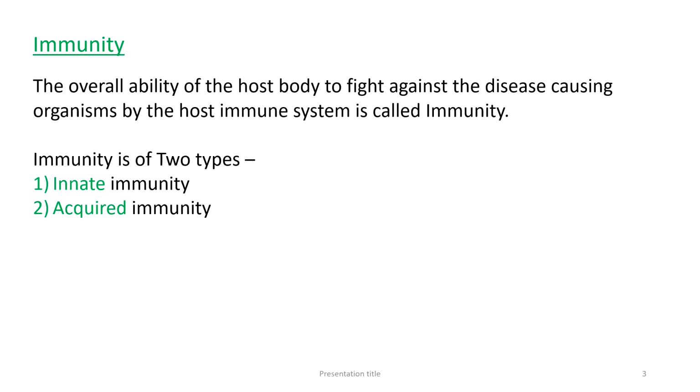We will start our topic with the definition of immunity. As we all know, the overall ability of the host body to fight against the disease-causing organism by the host immune system is called immunity. So broadly, immunity is divided into two types, innate immunity and acquired immunity. Let's see in detail.